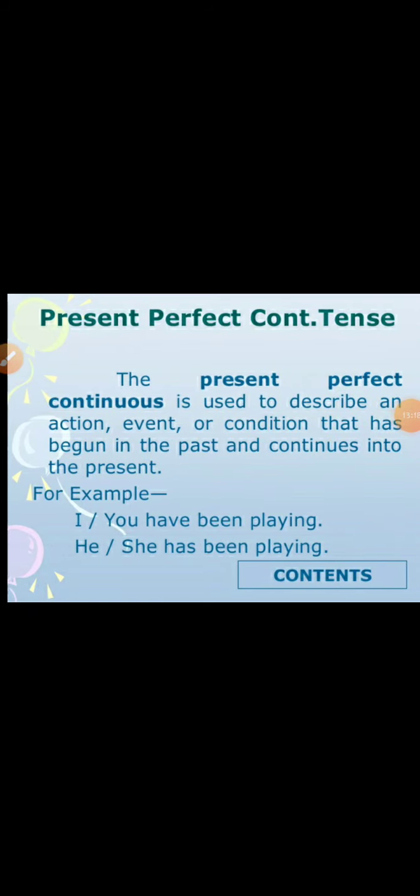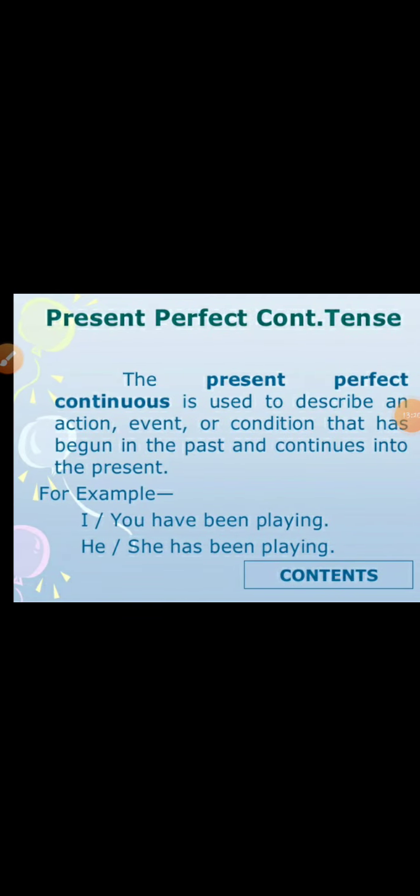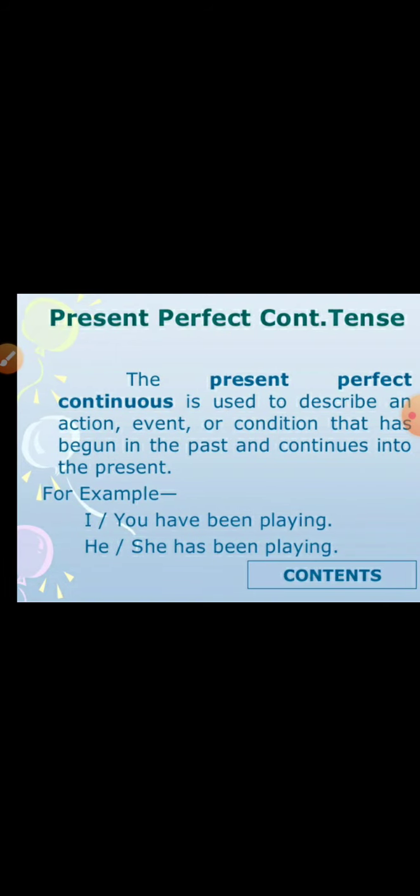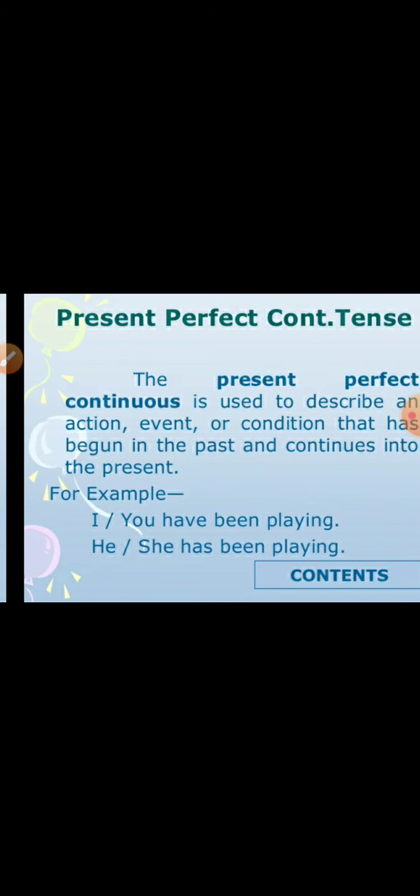Now, what are the rules which we have to follow while dealing with present perfect continuous tense? Subject plus has been or have been plus fourth form of verb or ing form of verb plus rest of the sentence. Again, you should know I, we, you, or they take have been with them. He, she, it, or any other name take has with it.